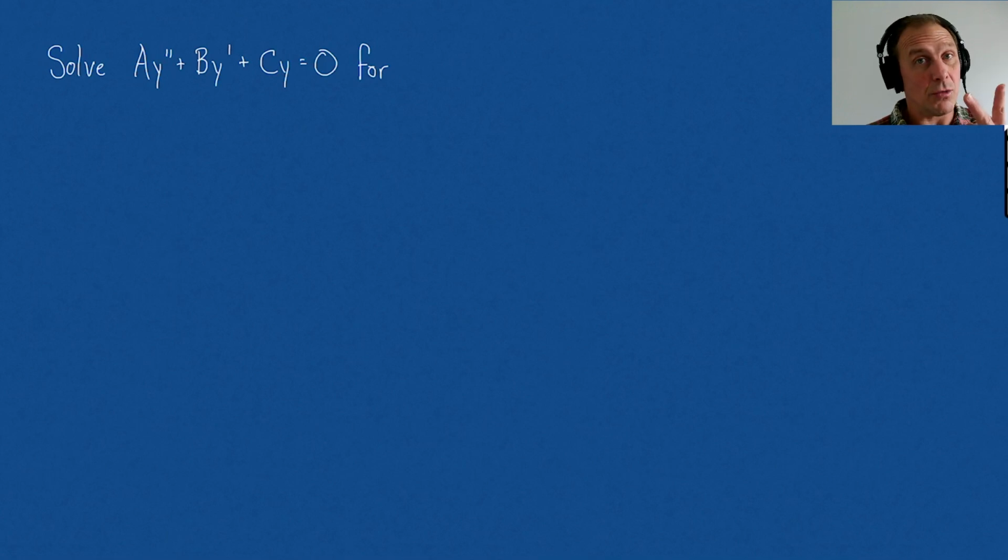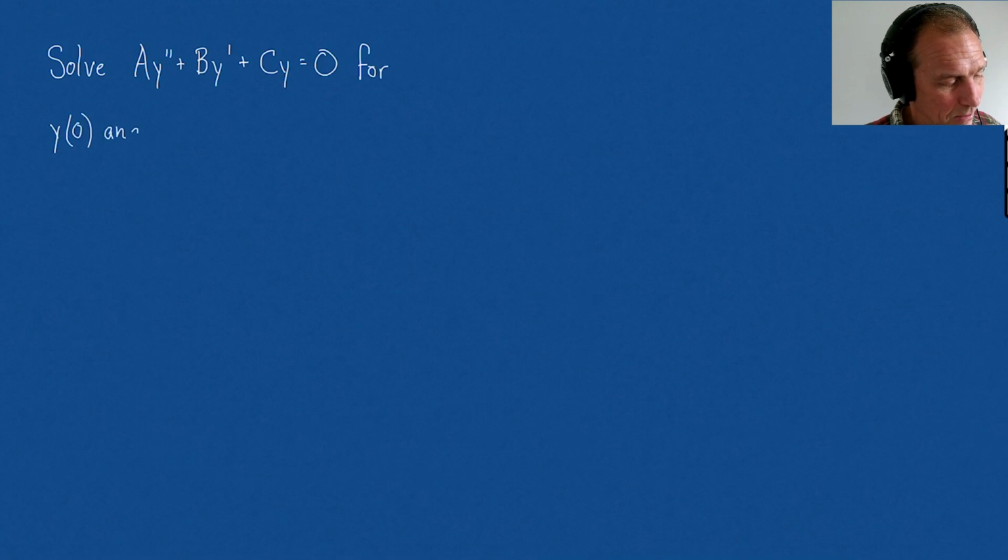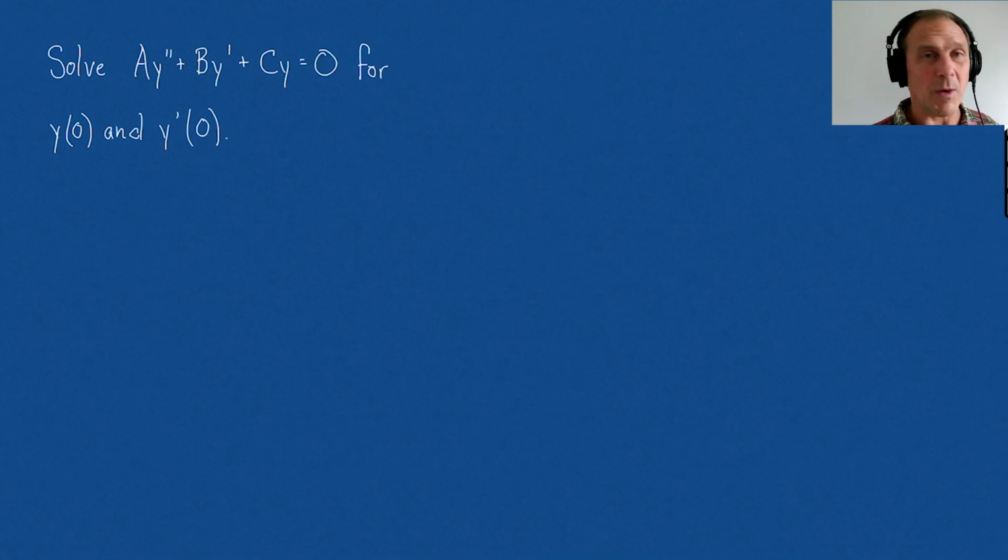When you're solving a second order equation, you're going to have two initial conditions. So you'll have some initial condition y of 0 and y prime of 0, and we'll see how that works here shortly. Well, how do we solve this?